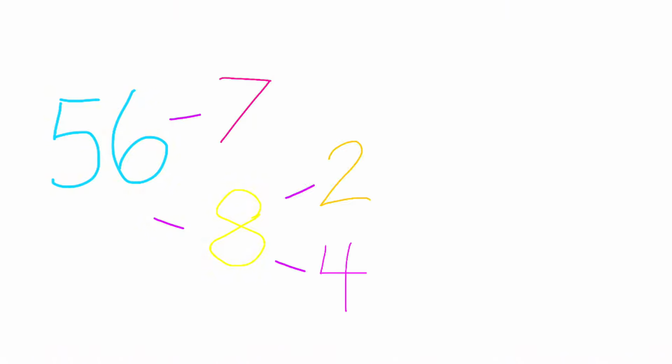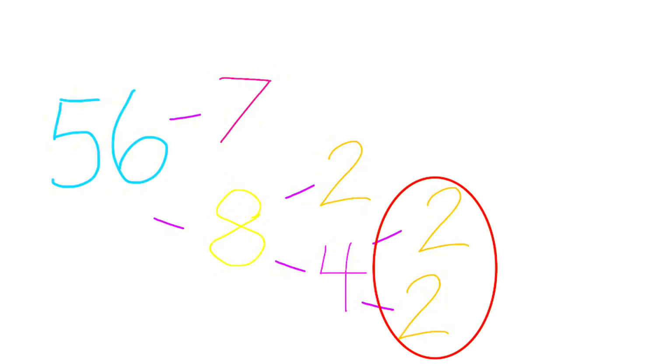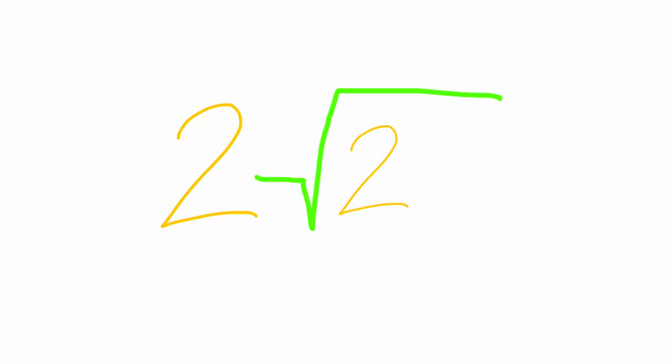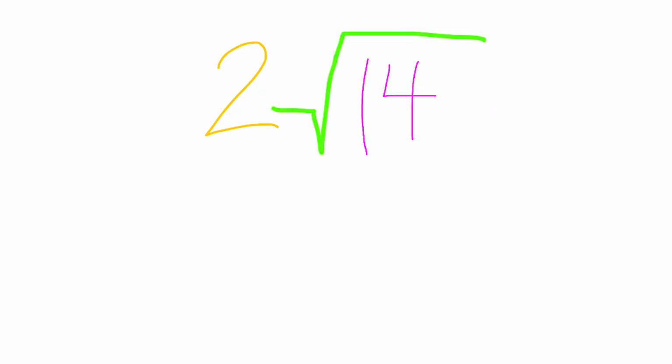4 times 2 equals 8, and 2 times 2 equals 4. Since we are using the tree method, we look for two pairs of the same number. We have two 2's and no other pairs. That one pair of 2's will go in front of the radical. 2 and 7 will go inside the radical, and we can multiply them together, which is square root of 14. So now your answer will be 2 square root of 14 over 7.